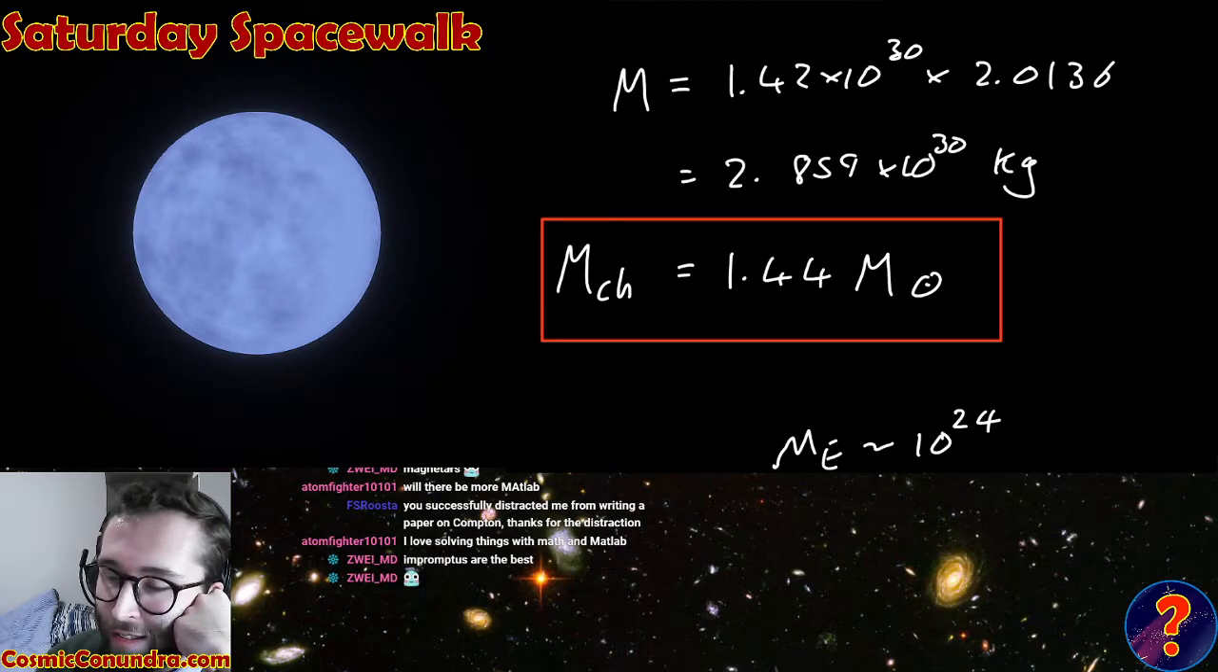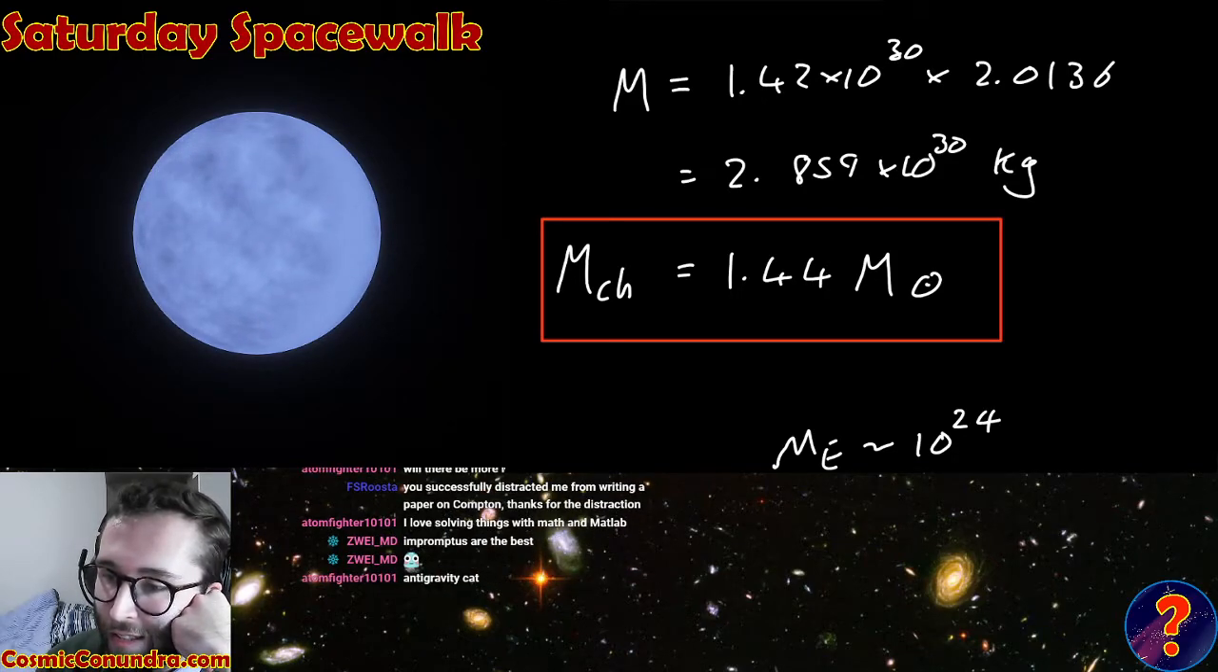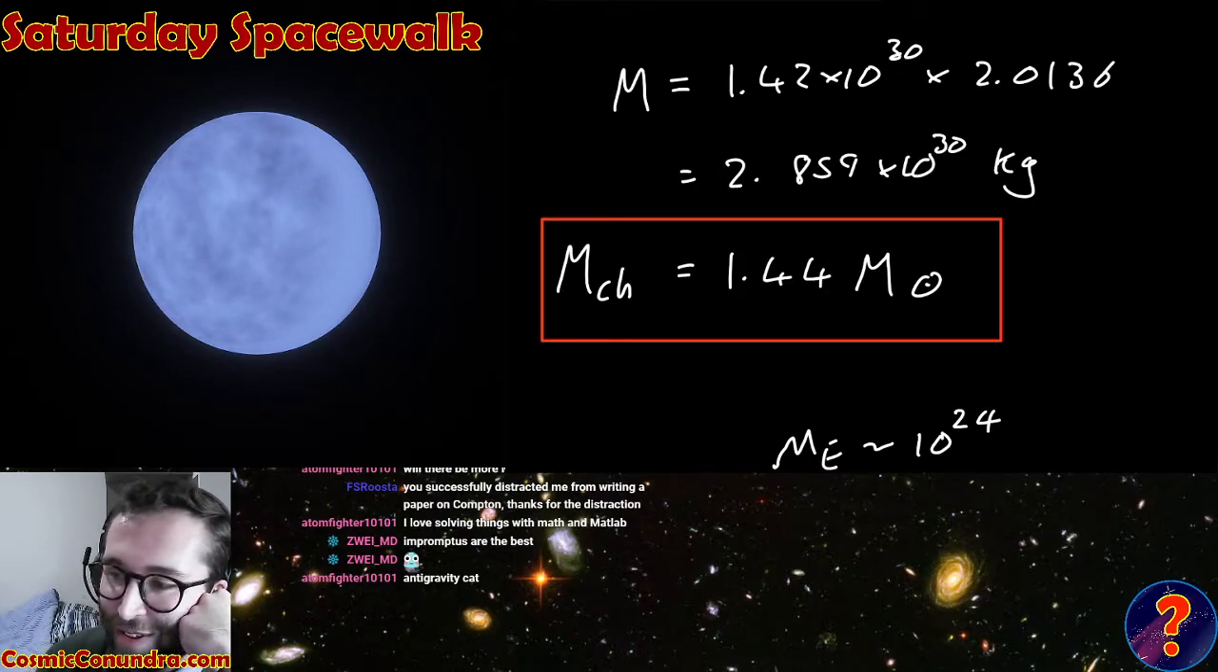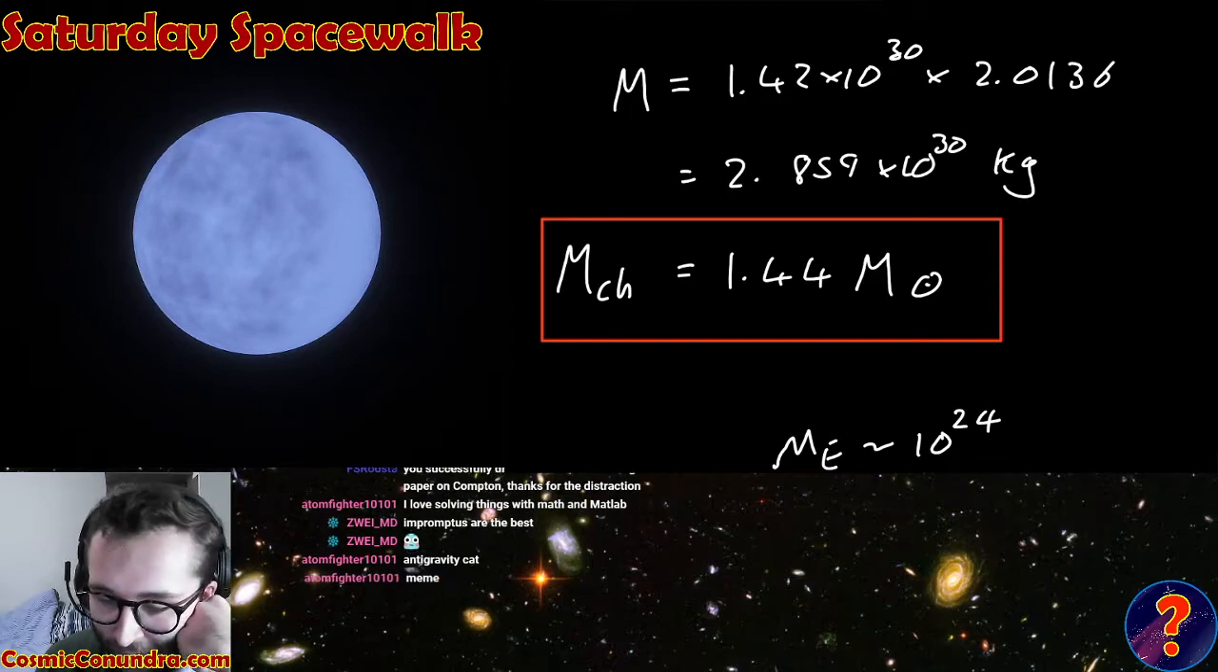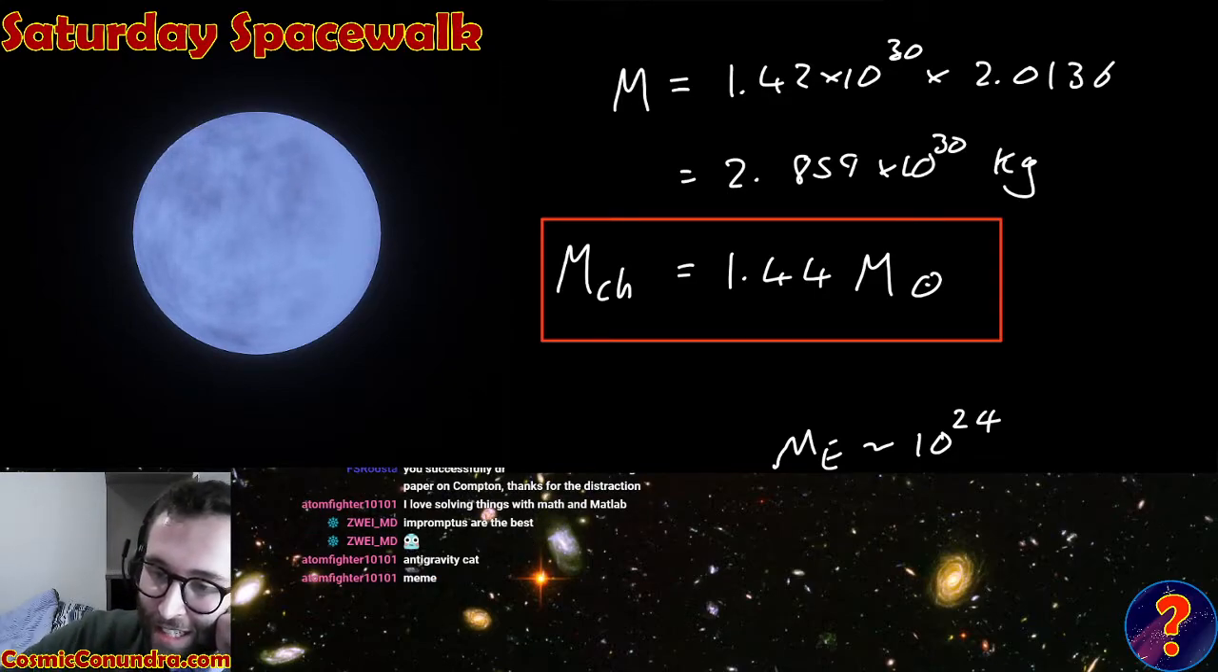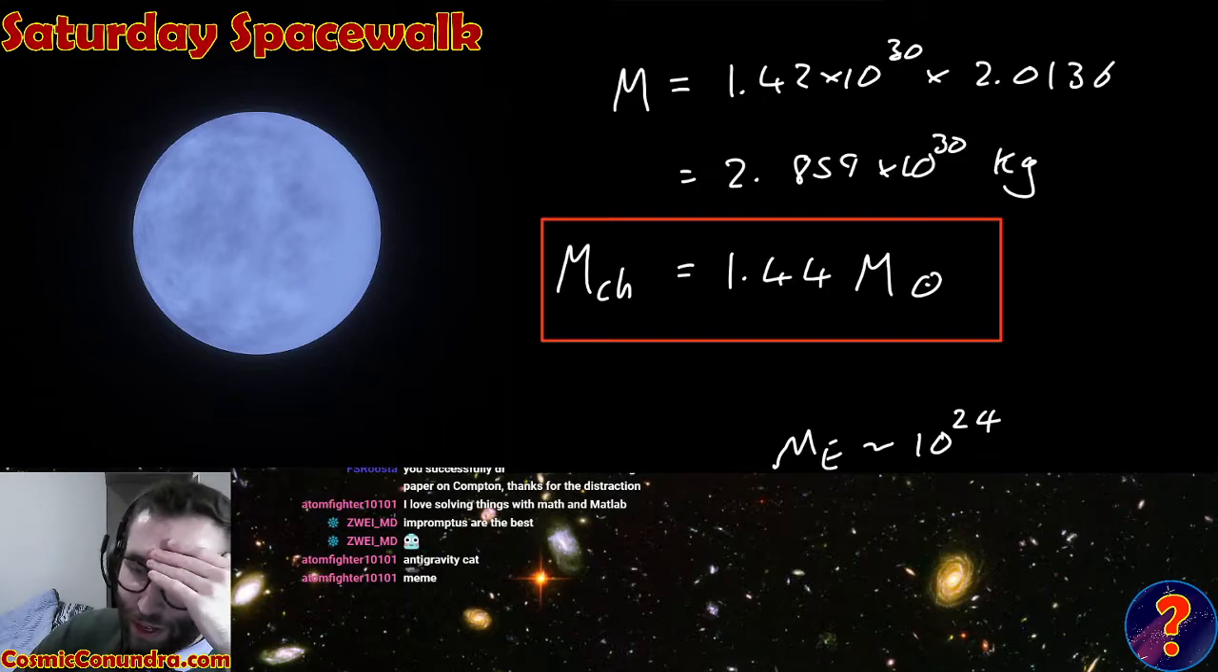Impromptus are the best. Yeah, I think so. Anti-gravity cat. What? Fair enough. Well, anyway, I've got to finish somewhere. So let's leave it there. Oh, right, a meme. Oh, I see.